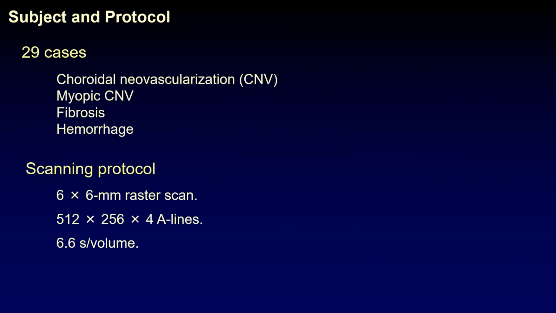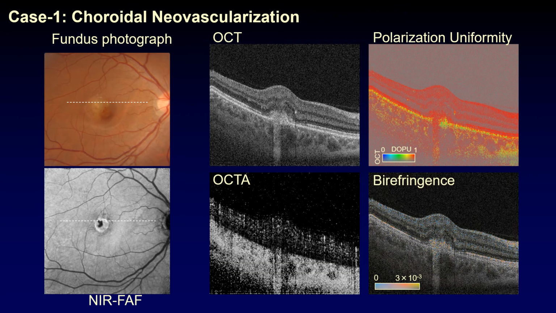We measured 29 cases, which include choroidal neovascularization and myopic CNV. In addition, we also scanned fibrosis and hemorrhage cases. The scan was performed with a 6x6 mm raster scan protocol, and a single volumetric measurement was done in 6.6 seconds. The first case is choroidal neovascularization.